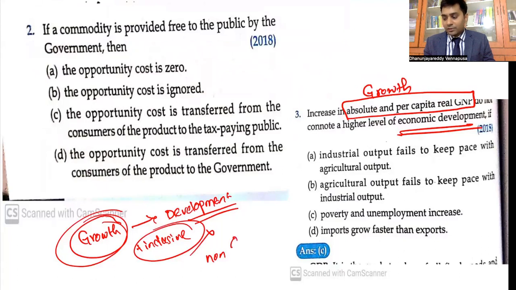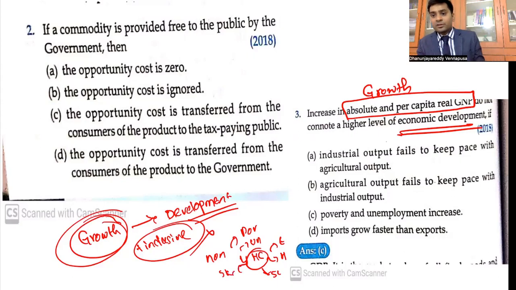Now, what are the factors for non-inclusiveness? Poverty, unemployment, lack of human capital, that is education, health, standard of living, skill. This is not provided equally to everyone. Only the top sections are cornering everything, and they are growing and contributing to the economy. As a result, that is resulting in the so-called growth. So what is this question speaking about? It is speaking about the linkage between growth and development. This is an inclusive growth question.